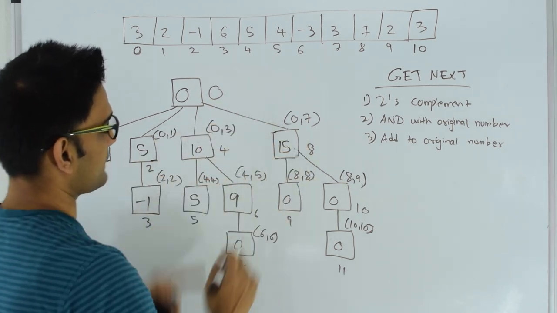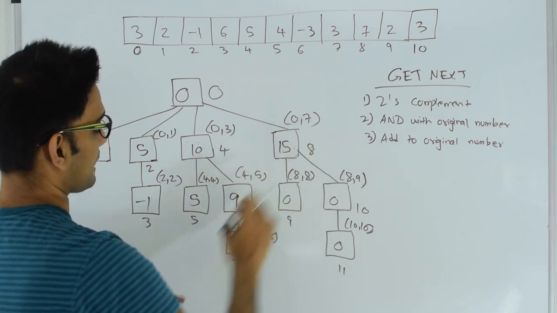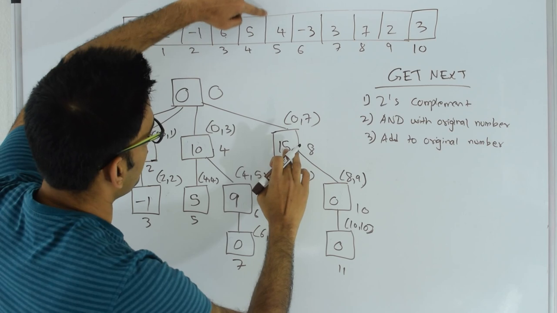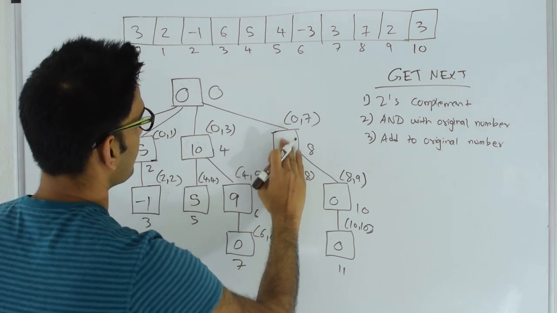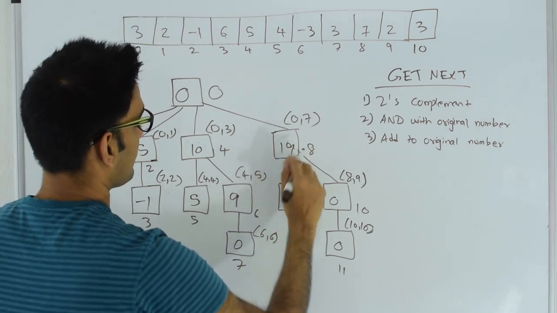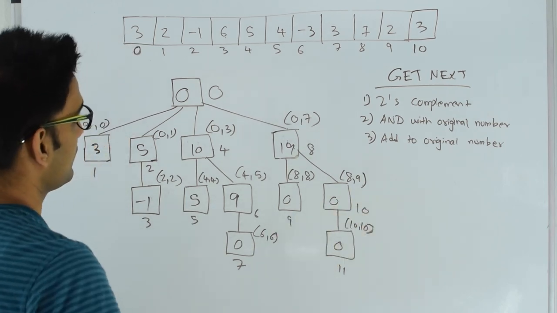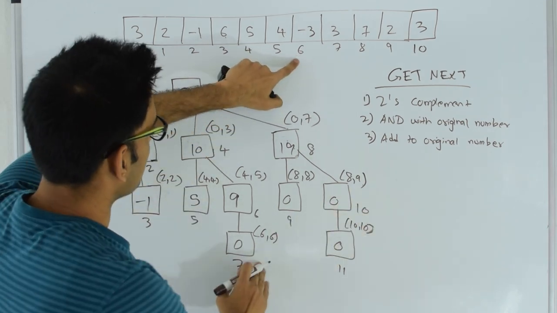then 6's next is 8, so this becomes 15 plus 4, so 19, and then 8's next is a really big number, it's 16, which is outside the range. So let's try to update this guy here.